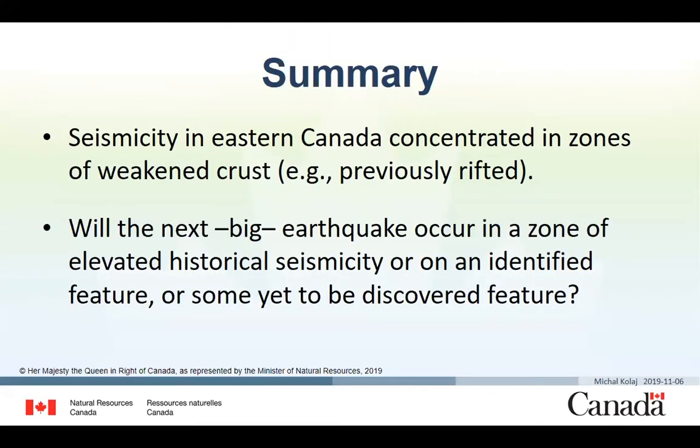So, in summary, seismicity in Eastern Canada is really concentrated in zones where the crust has been previously weakened, such as in previously rifted zones. And the big question in Eastern Canada and other stable crust regions is, will the next large earthquake occur in a zone of elevated historical seismicity, or on an identified feature such as the Paleozoic rifts, or on some yet to be discovered feature?